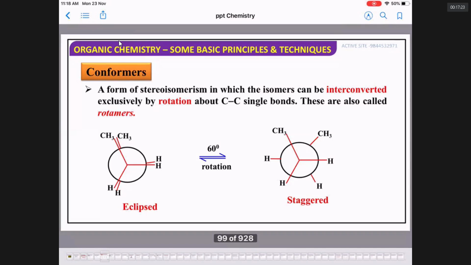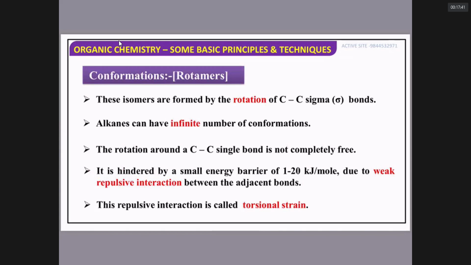What are they called? Skew forms. Always, the completely staggered form is more stable, then partially staggered, then eclipsed, for butane. Look here. These isomers are formed by rotation of the C-C sigma bond. An alkane can have an infinite number of conformers. Rotation around a C single bond C is not completely free, though it moves somewhat slowly.